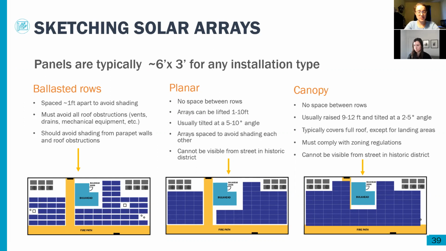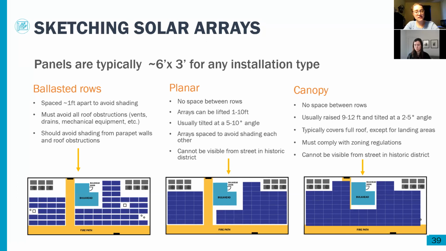A planar system doesn't need space between the rows. They can be lifted, so it's not as important for them to avoid shading. They're usually tilted at a 5 to 10 degree angle. That's actually true for the ballasted system as well. So if you're designing that, make sure to put it at that tilt.